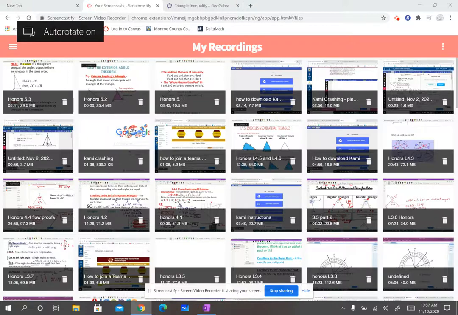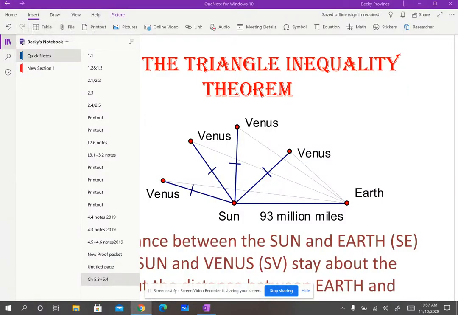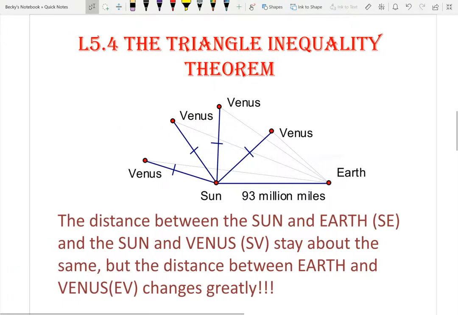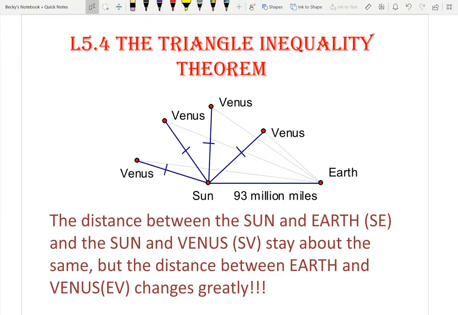Hi guys, we're going to talk today about lesson 5.4, and this is the last lesson in chapter 5, but we're also going to do chapter 6 for our next test, so we're not quite finished. Now, today is the triangle inequality theorem.